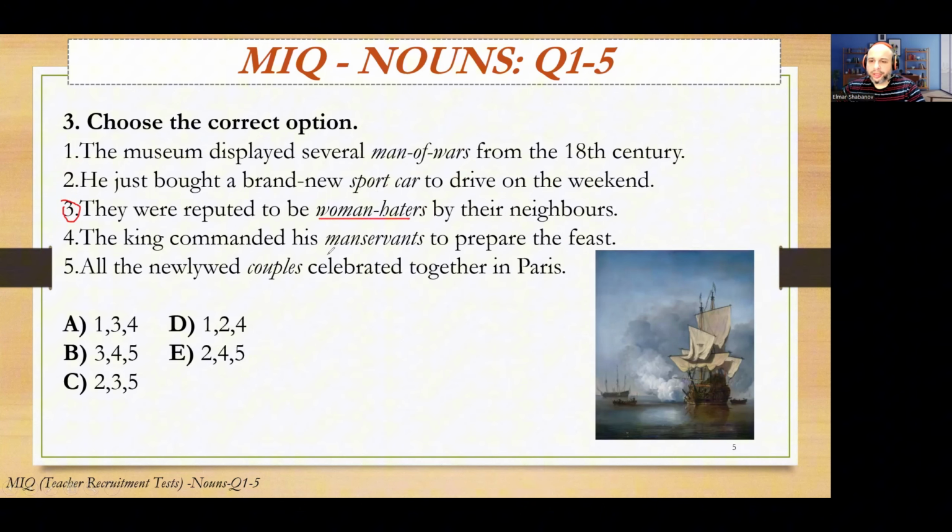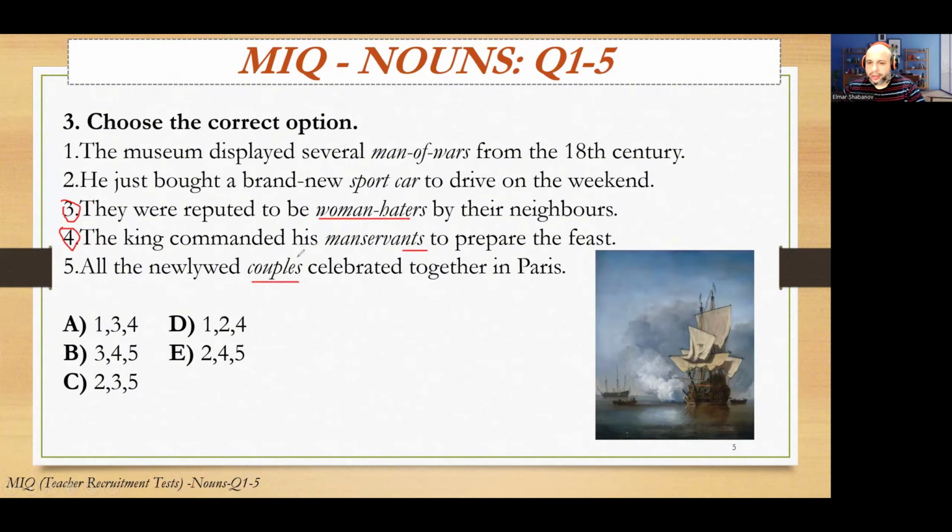The king commanded his manservants to prepare the feast. So here we talk about servants. The semantic head is servants. So this is correct. And the last one, all the newly wed couples celebrated together in Paris.